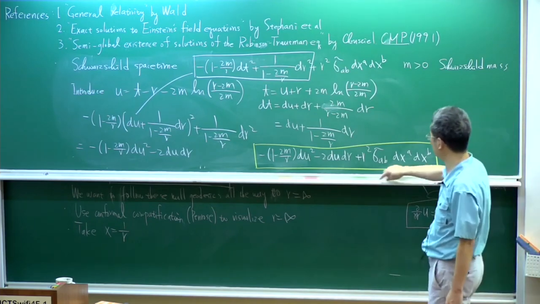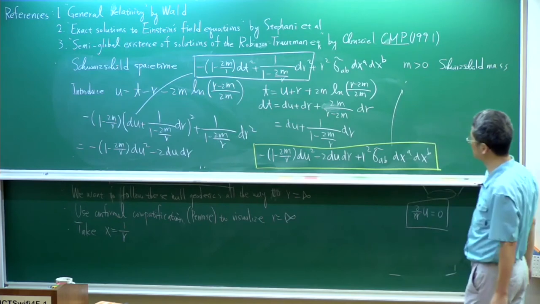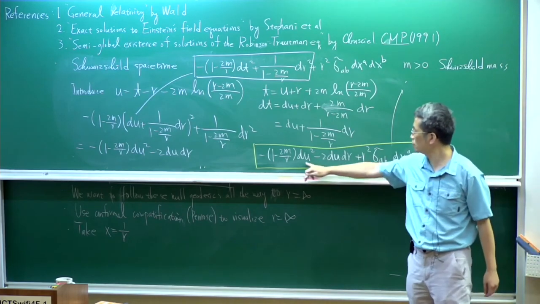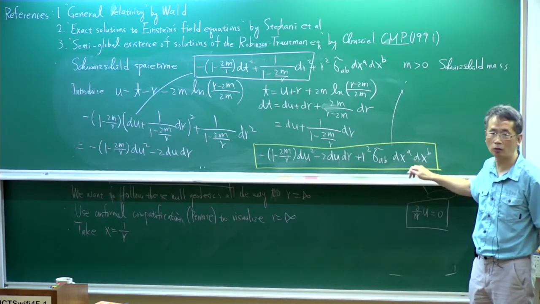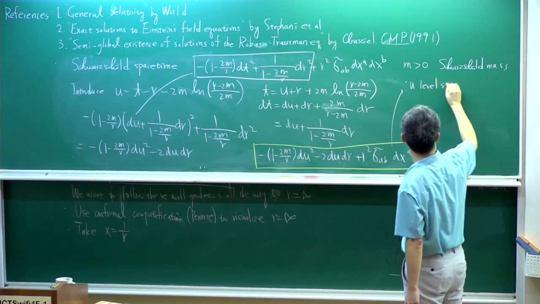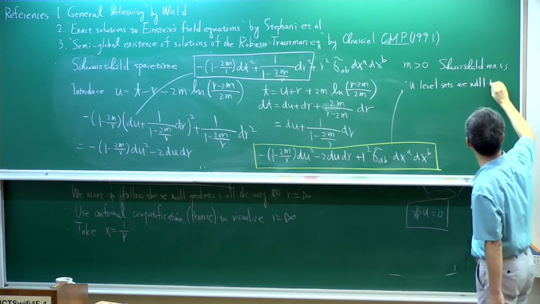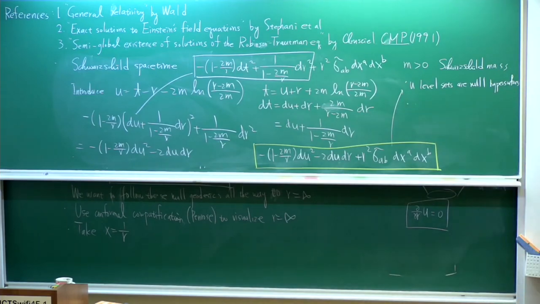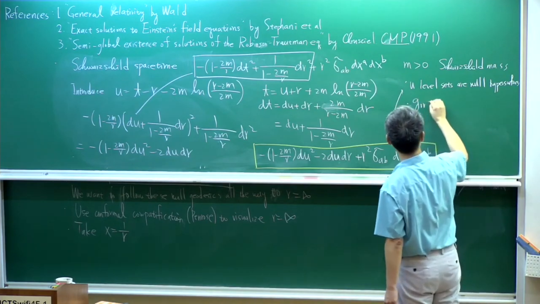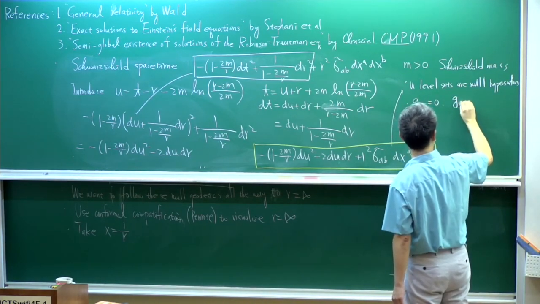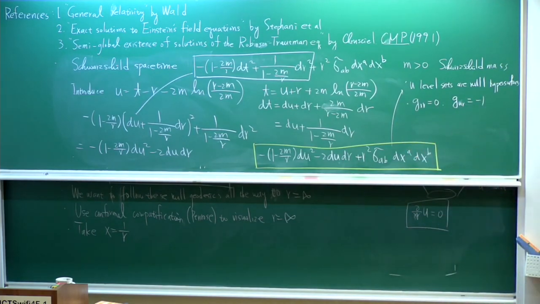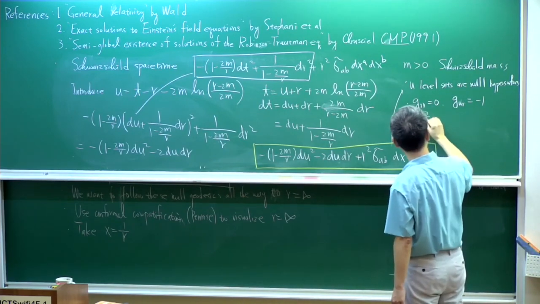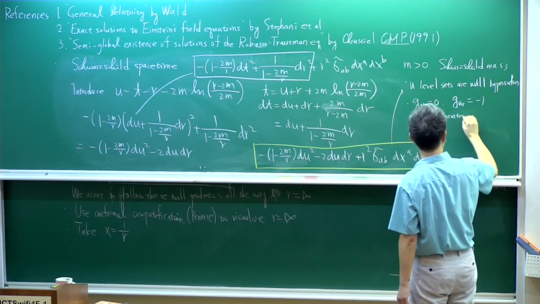So in particular, from here you read off several important pieces of information, very similar to the Minkowski case. If you say u equal to a constant, this is actually null. So u level sets are null hypersurfaces. Also, because g_rr is equal to zero and g_ur is equal to minus one, this implies that d/dr generates null geodesics.